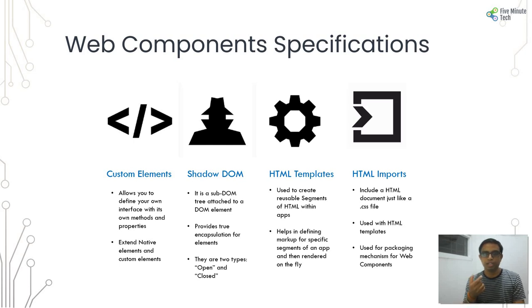So we'll define it like a directive and you can reuse it anywhere we want, and it helps in defining a markup. So it's like a markup tag for a specific segment of an app, and then we render it on the fly. HTML imports is the least used specification. It's mostly used with your HTML templates. It's mainly used for packaging the web component which you have created.